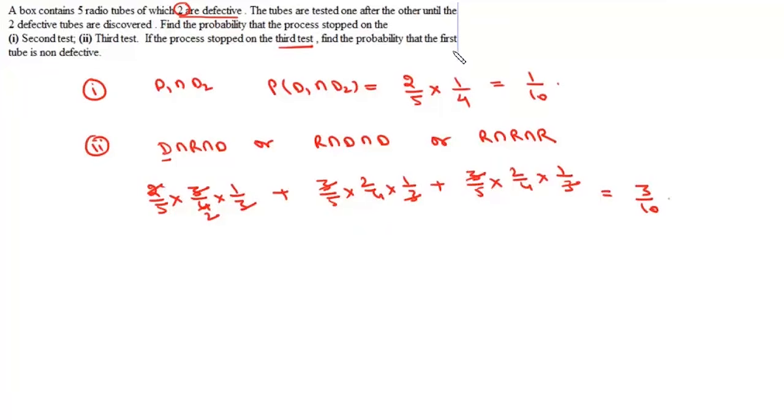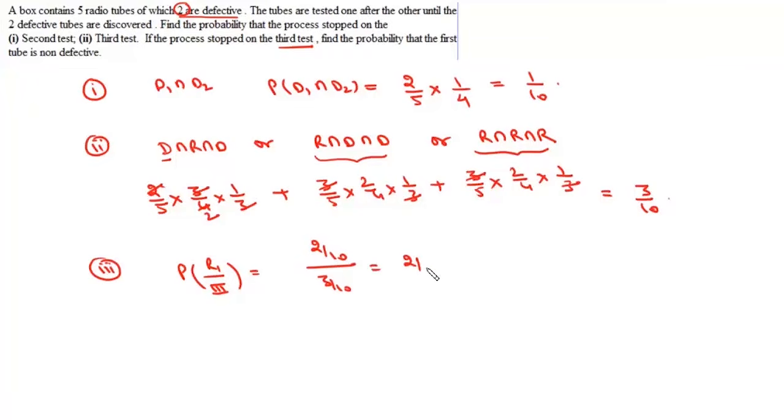Now this third problem is, if the process stopped on the third test, find the probability that the first tube is non-defective. Now the first tube is non-defective in this first case as well as in this second case. Now it becomes a problem of Bayes theorem. So provided the process stops on this third test, then the first one is right. It is given by, now this right one will be in the numerator, which is simply 2 by 10, divided by the probability that the process stops in the third test, which is 3 by 10. So this required probability will be simply 2 by 3, and that is the answer to this question.